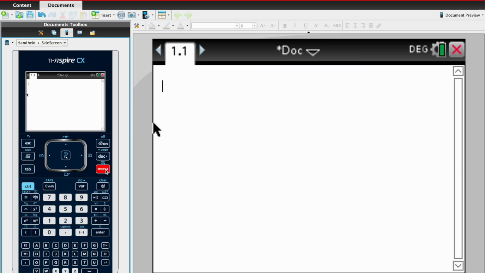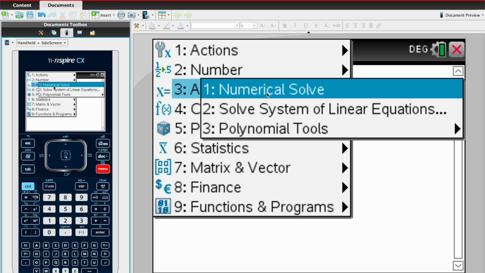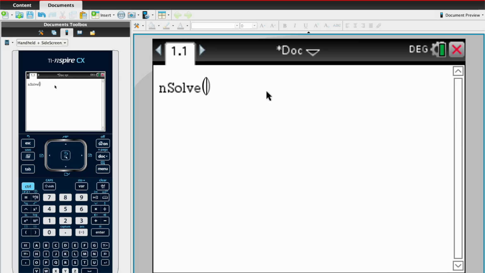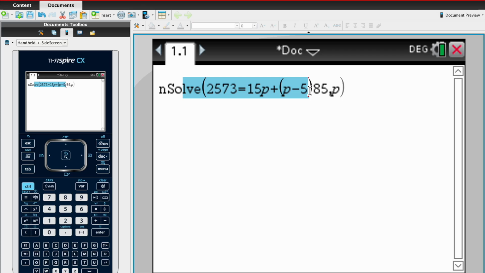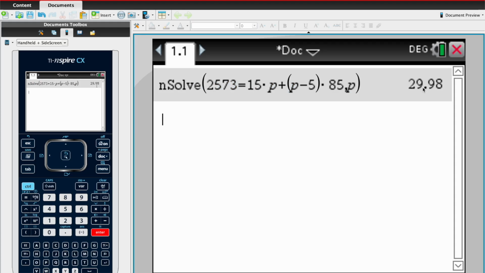At calculator, menu, algebra, numerical solve. Let's write this out. 2573 plus p minus 5. Oops, that's not right. And then we'll multiply this by 100 minus 15 is just going to give us 85. And then let's solve for p. Sometimes the calculator doesn't like these brackets beside a constant or so. It's okay that time. So the price per hat is $29.98.